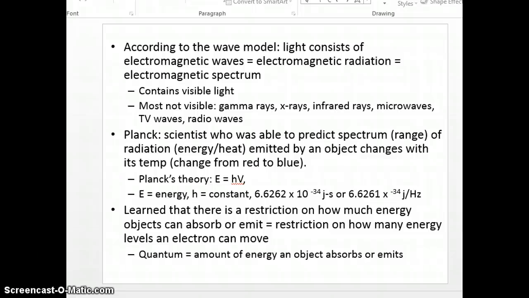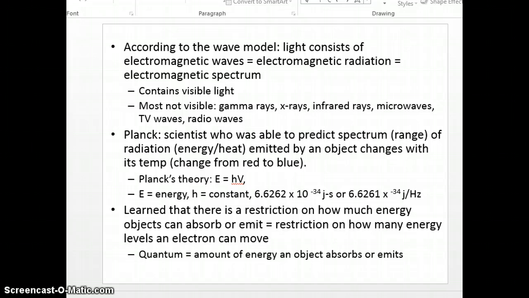6.6262 times 10 to the negative 34 joule seconds, or 6.6262 times 10 to the negative 34 joules per hertz. Okay, as you can see, there is a typo there, which I'm going to have to correct.